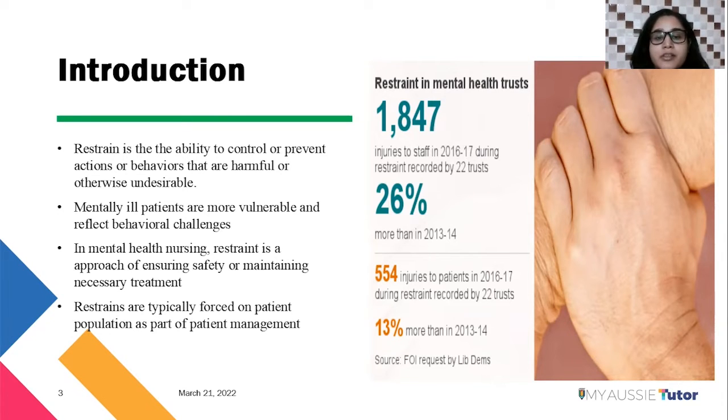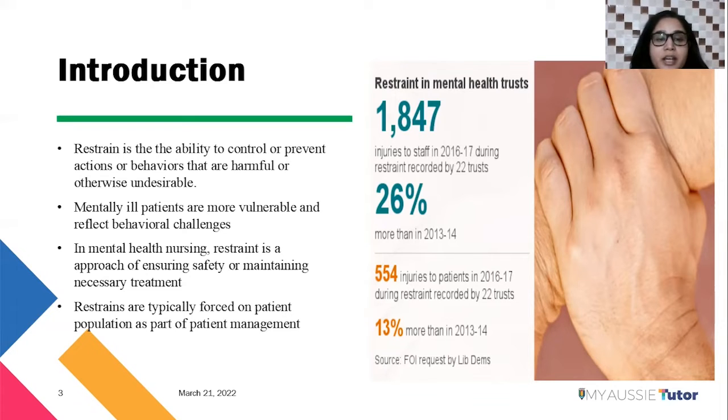Restraint in mental health trusts caused around 1847 injuries to staff in 2016 and 17. During restraints recorded by 22 trusts, the figure was about 26% more than in 2013 and 14. Around 554 injuries to patients occurred in 2016 to 17, and this was the data recorded by 22 trusts, around 13% more than in 2013-14. So the injuries related to the challenging behavior among the mentally ill patients is the reason that restraint is still existing in all the hospital settings and is managing the patients to an exponential stage.